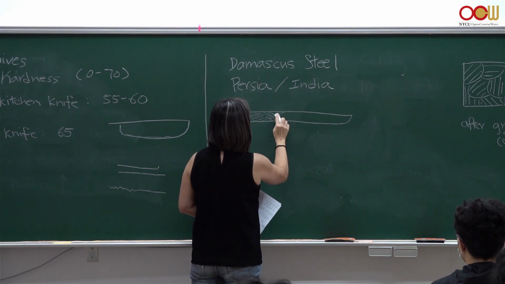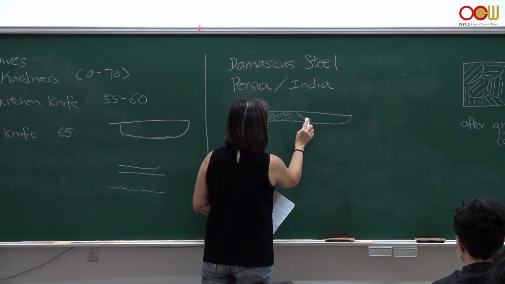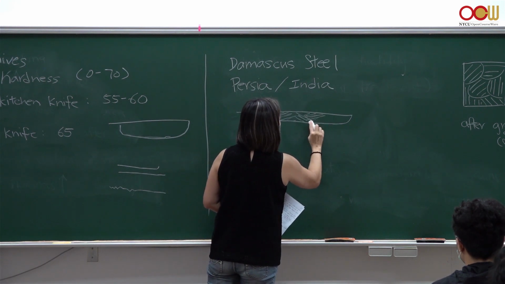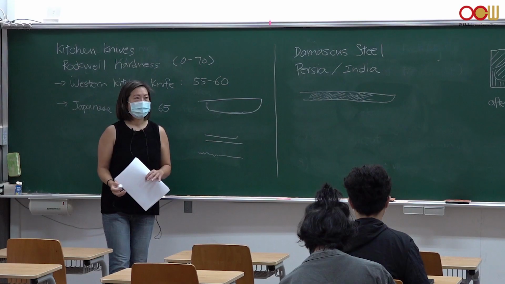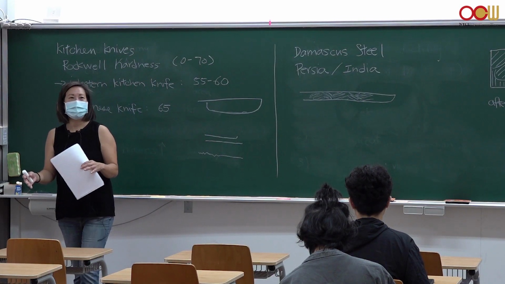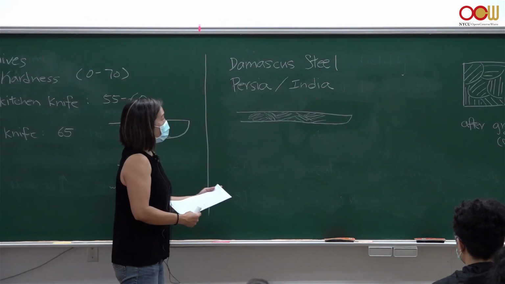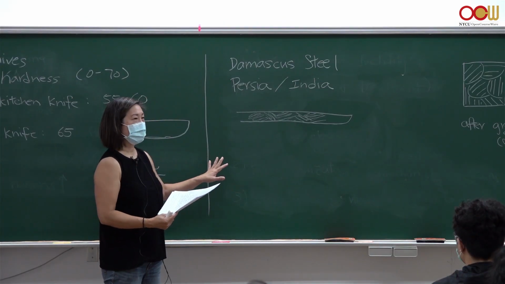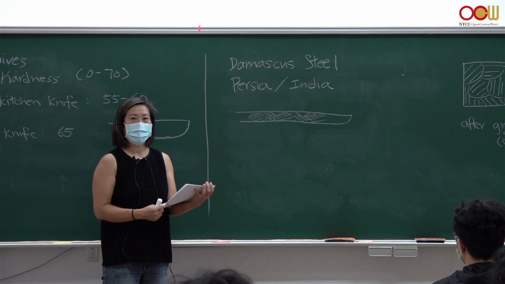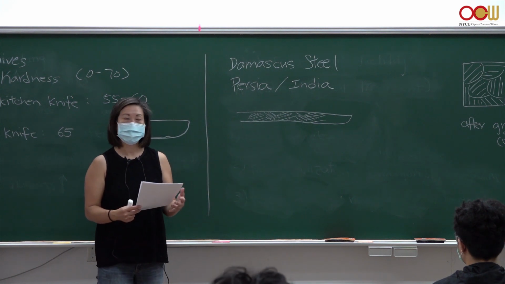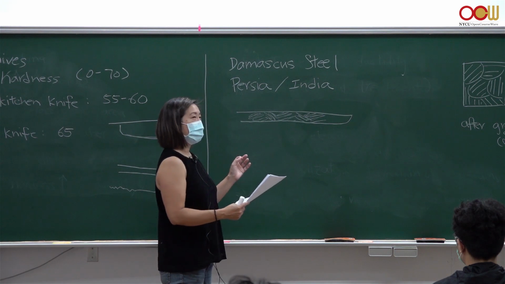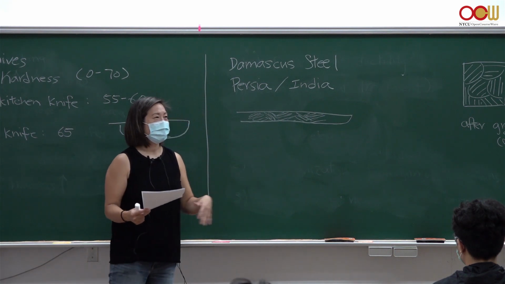And I'll show you a video where you can see these patterns. But it has a wavy pattern. And it's very, very pretty. It's not something that's painted on. It's just part of the steel that has that wavy pattern to it. And the exact technique has been lost. People don't know how people made it. So the way people make it now, they've tried all different ways of reproducing it.